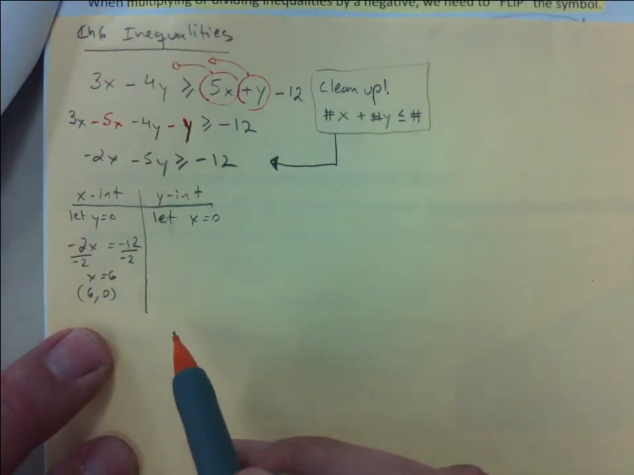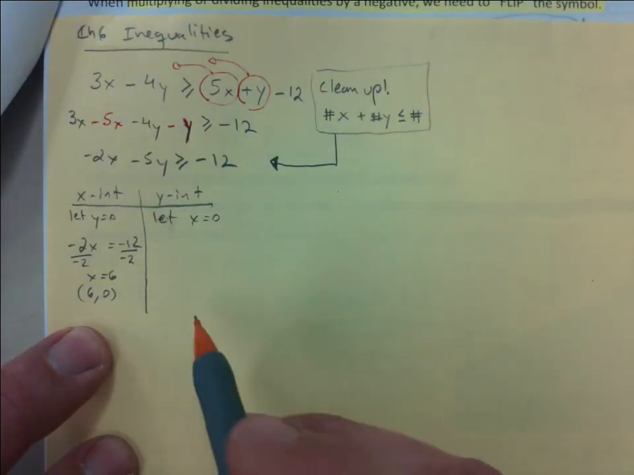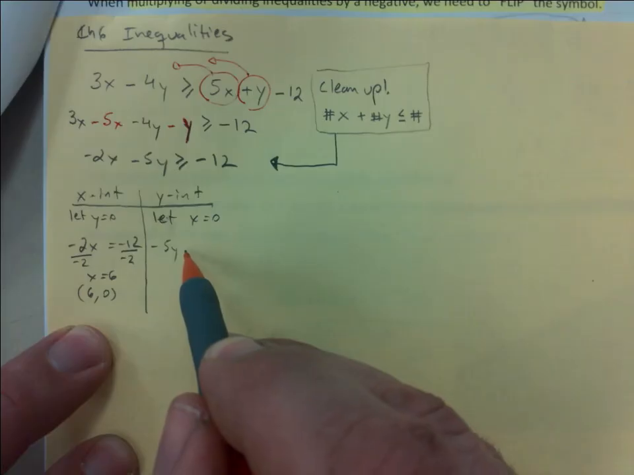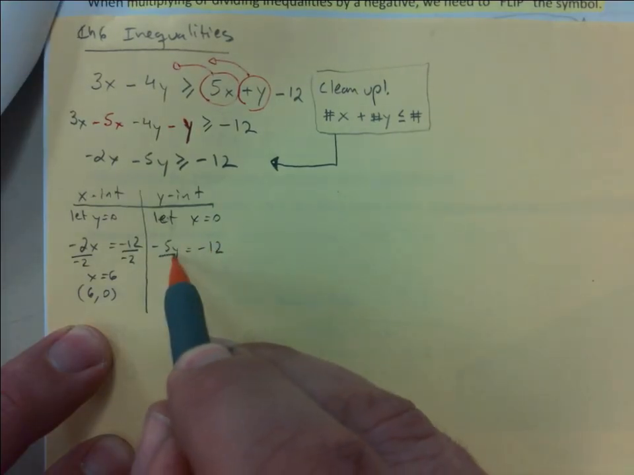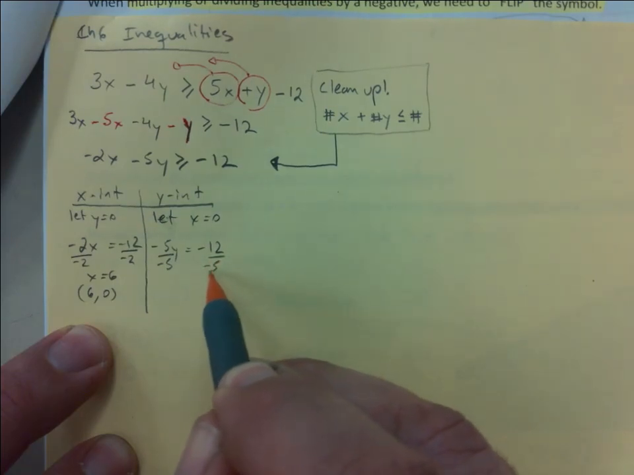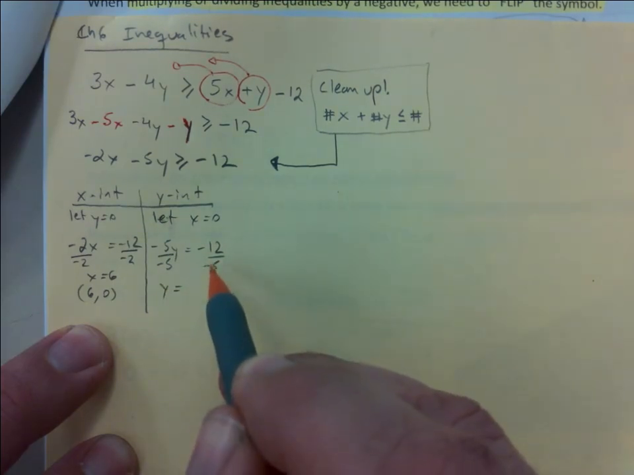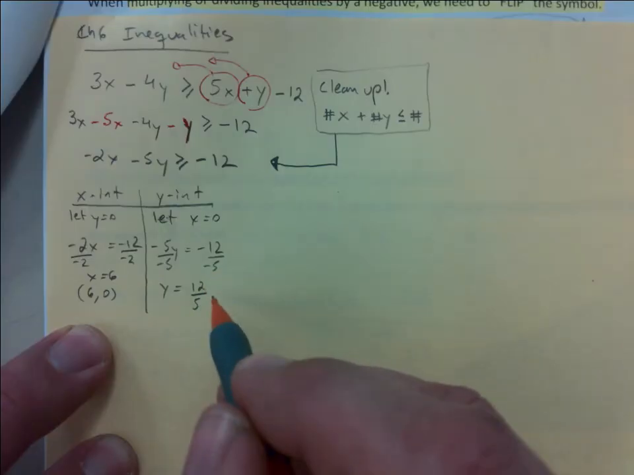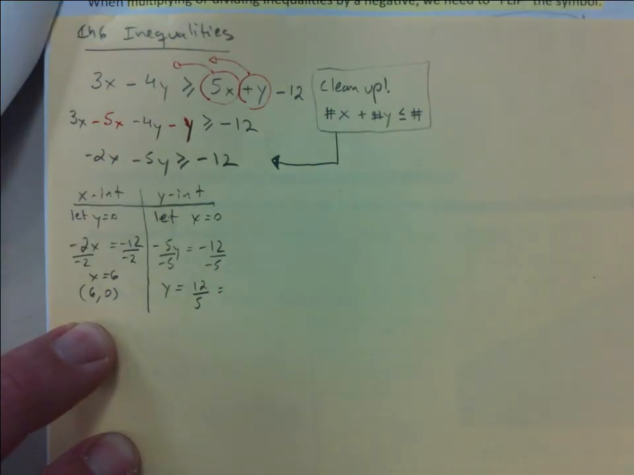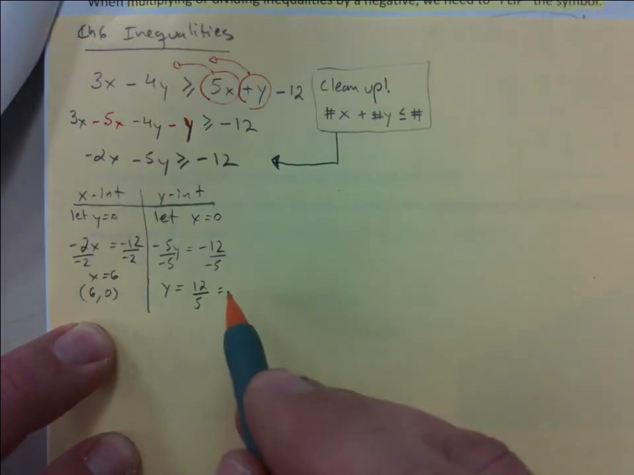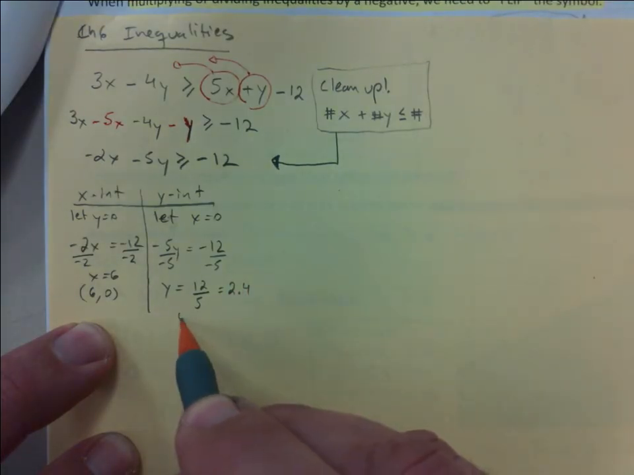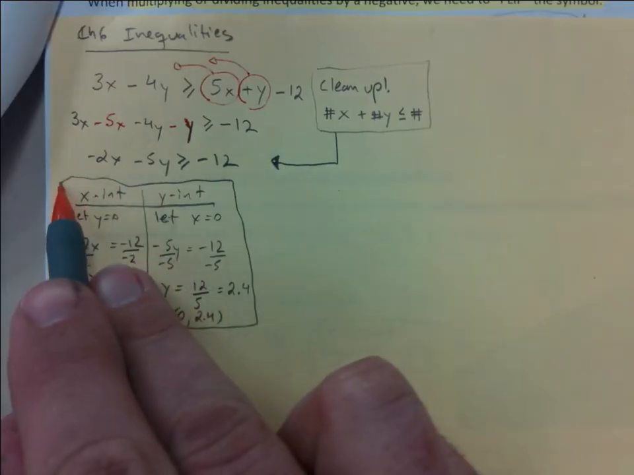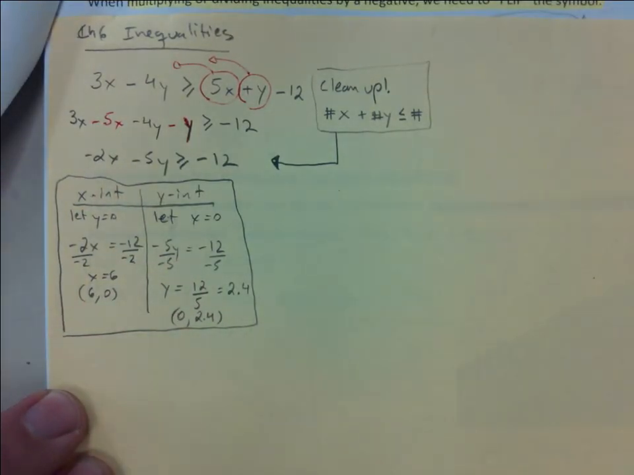Okay. And then on the other side, you let x equal to 0, so it's negative 5y is equal to negative 12. You divide both sides by negative 5. Y is equal to, when it's like this, I would just say, right, double negative turns into positive. You go 12 divided by 5, which is 2.4 in this case. So it's 0, 2.4. Okay. You're going to do this over and over again, so might as well have that on your study sheet.